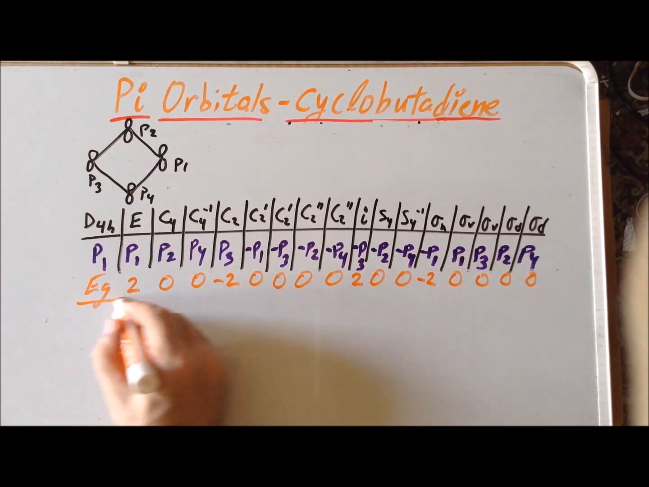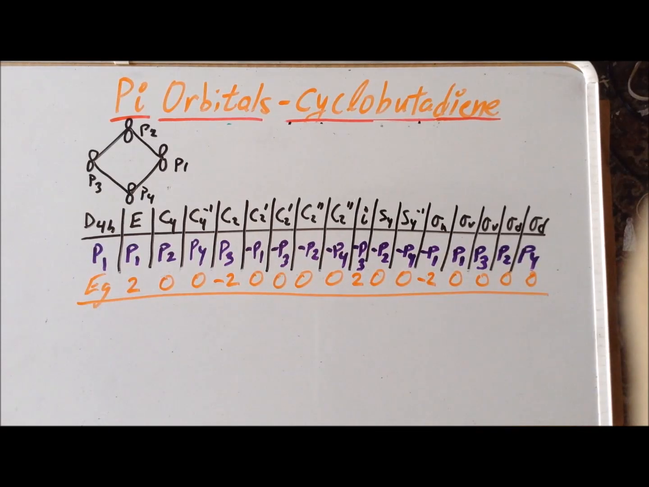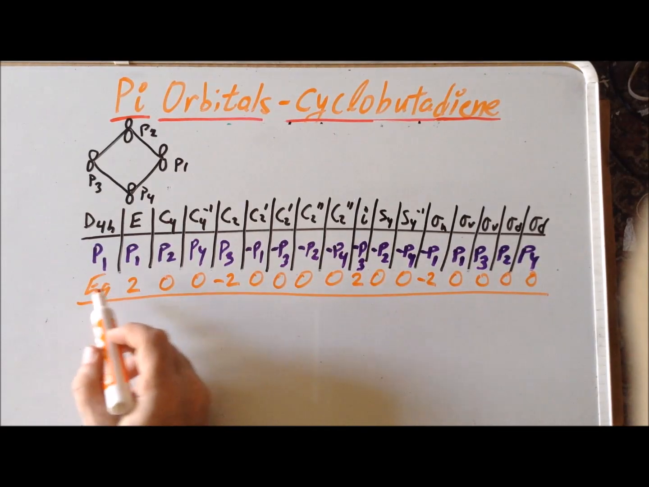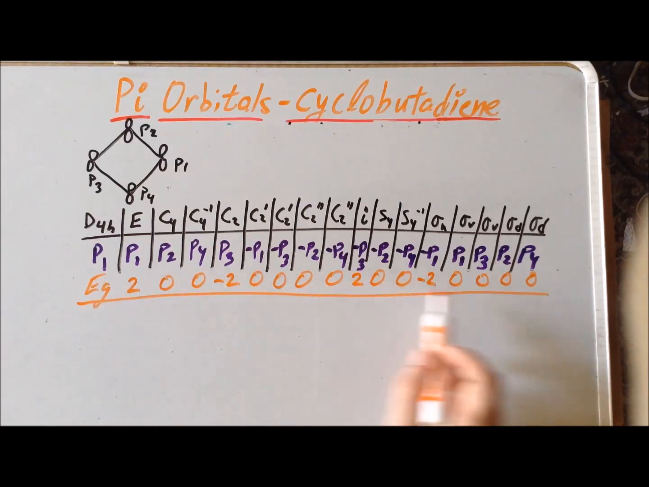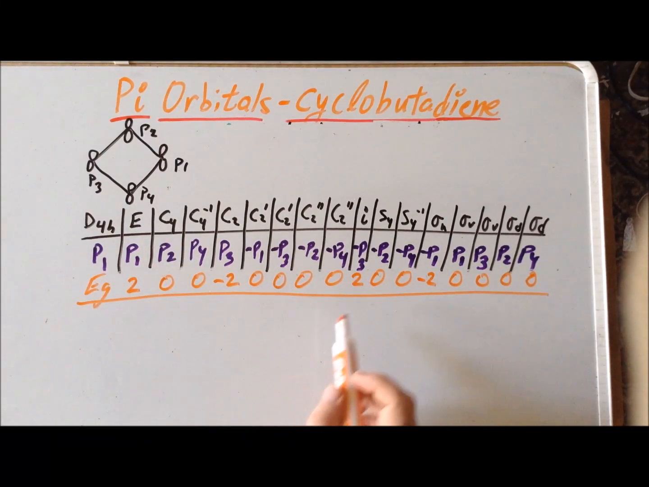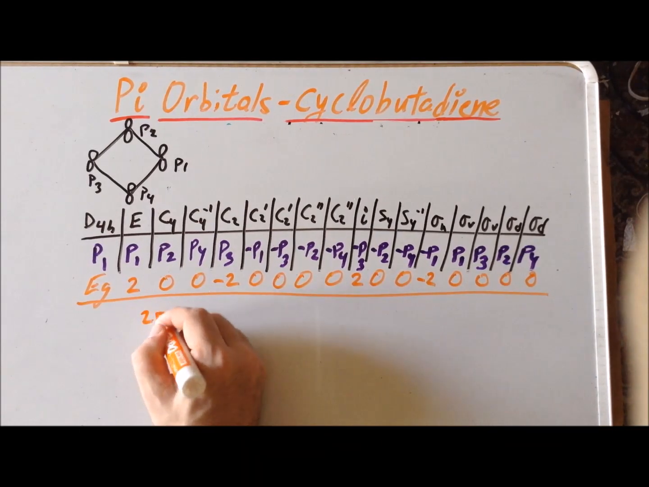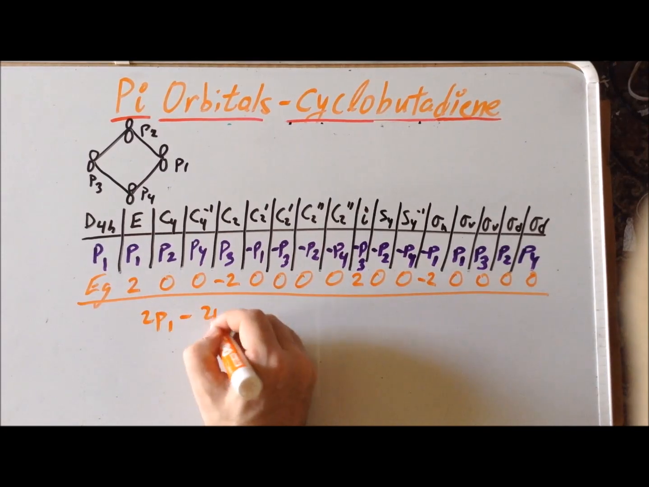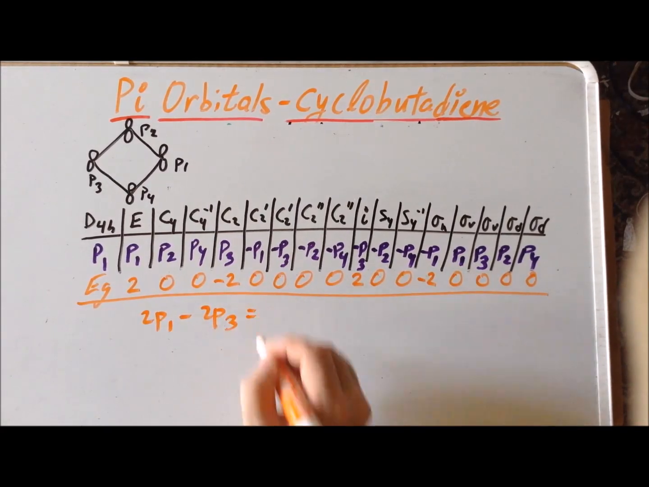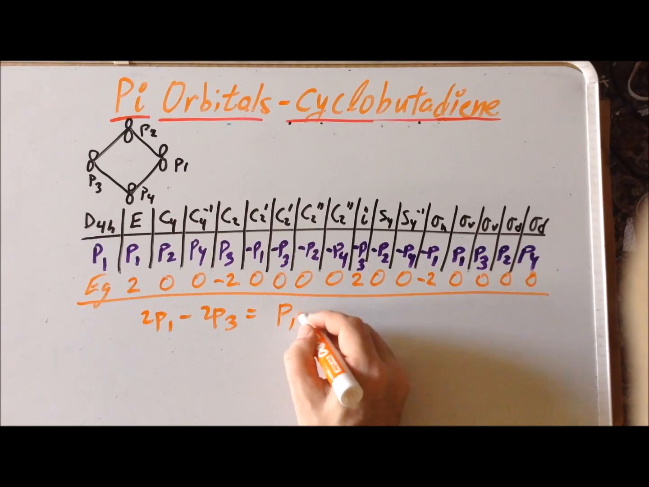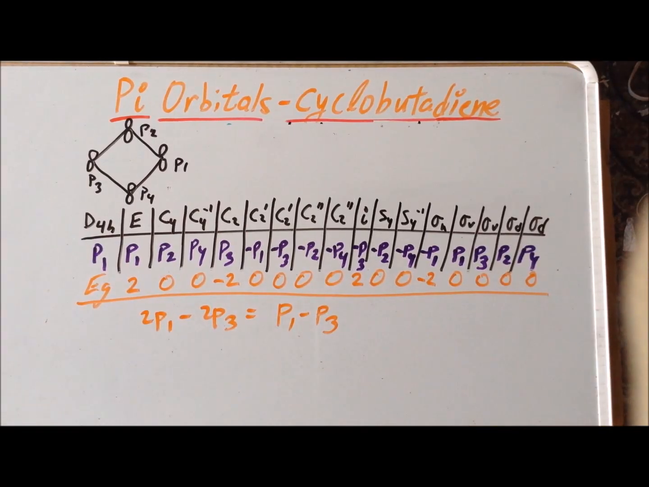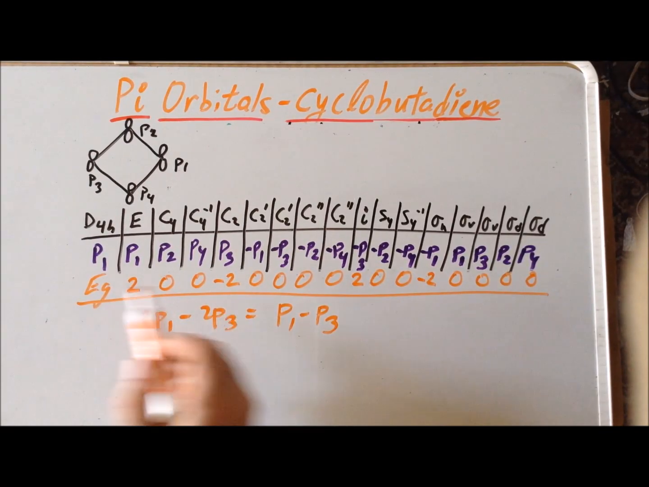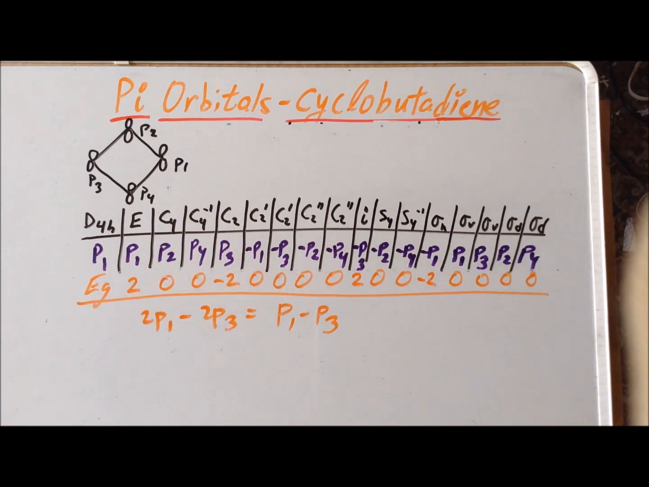So again, to figure out what this molecular orbital looks like, we multiply the characters in the orange row times the terms in the purple row. And we get, rather simply, 2P1 minus 2P3, which we recall that we can reduce down to P1 minus P3. But recall, this is just one of the doubly degenerate pair of molecular orbitals in EG.